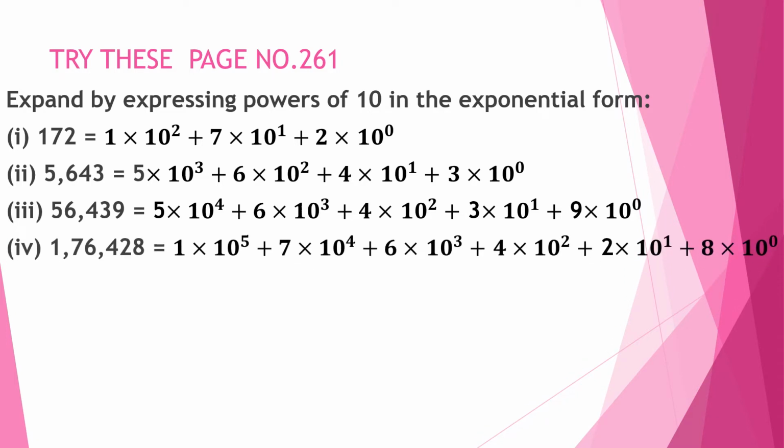Next, 1,76,428. That means the expanded form is 1 multiplied by 10 raised to 5 plus 7 multiplied by 10 raised to 4 plus 6 multiplied by 10 cube plus 4 multiplied by 10 square plus 2 multiplied by 10 raised to 1 plus 8 multiplied by 10 raised to 0.